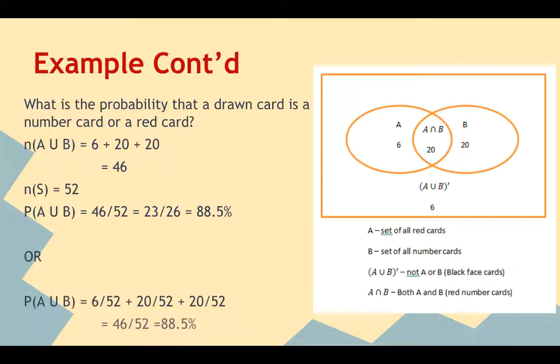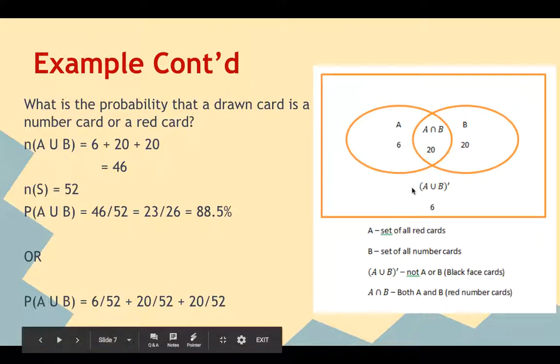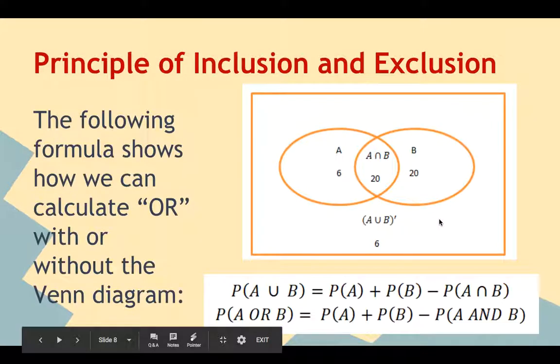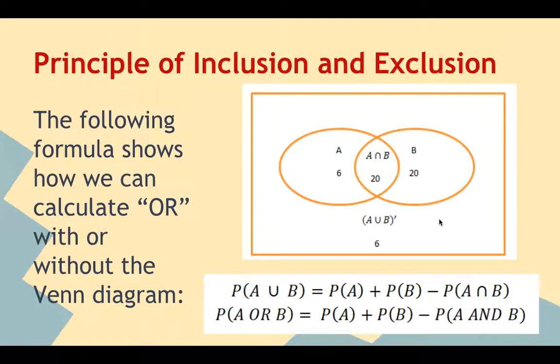And then you can also do it as just the straight up probability rather than doing the N divided by the 52. You can just say, oh, it's the probability of each of these categories, 6 out of 52, 20 out of 52, and 20. Okay. This is what we call the principle of inclusion and exclusion.